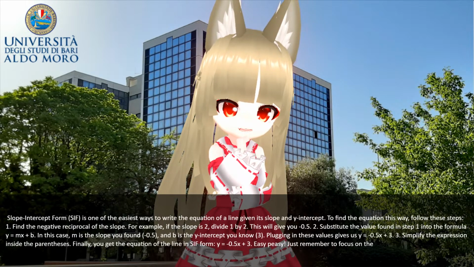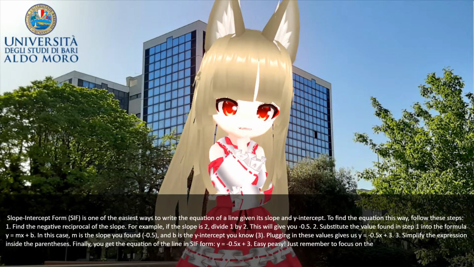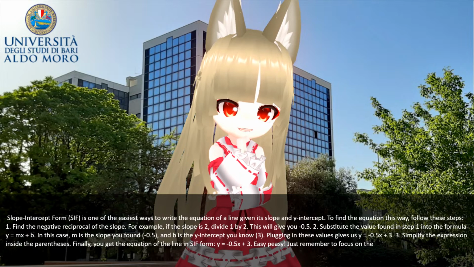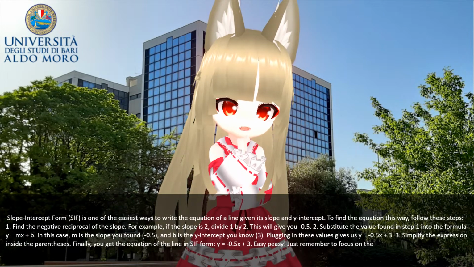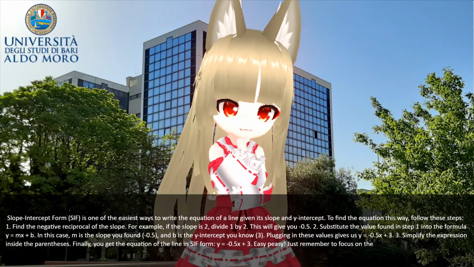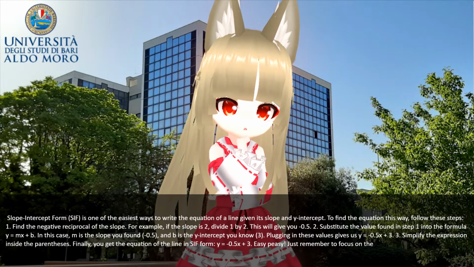Slope-intercept form, SIF, is one of the easiest ways to write the equation of a line given its slope and intercept. To find the equation this way, follow these steps. 1. Find the negative reciprocal of the slope. For example, if the slope is 2, divide 1 by 2. This will give you negative 0.5.